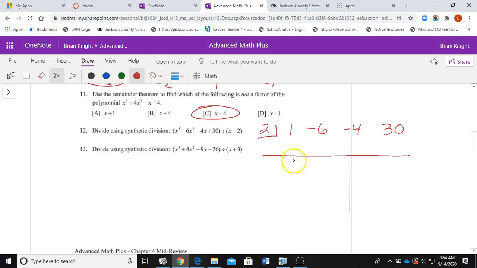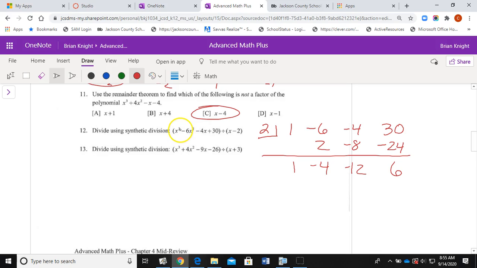Okay? So bring down your 1. 2 times 1 is 2. -6 plus 2 is -4. 2 times -4 is -8. Add those up. -4 and -8 make -12. 2 times -12 is -24. And we have a remainder of 6, which is okay, because we're not asked to solve this or anything. They just want us to divide.